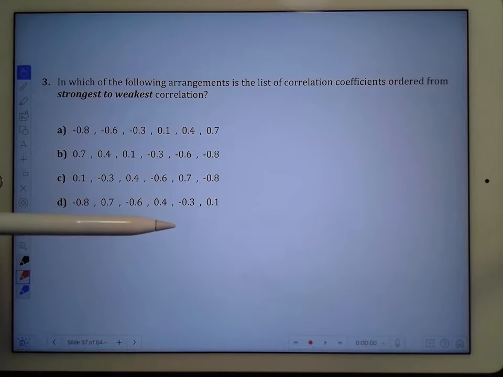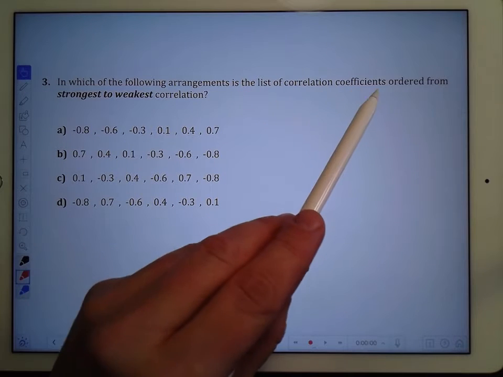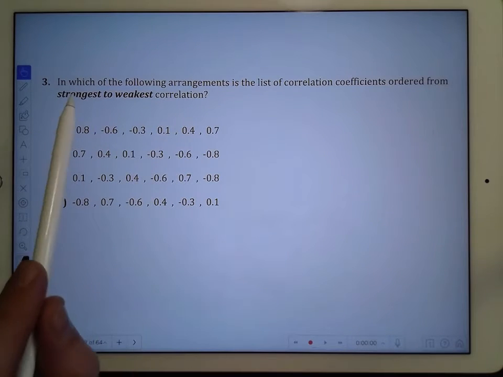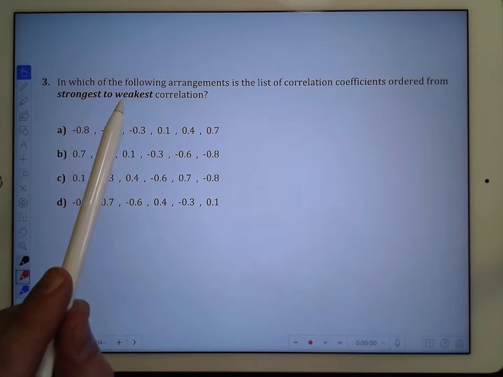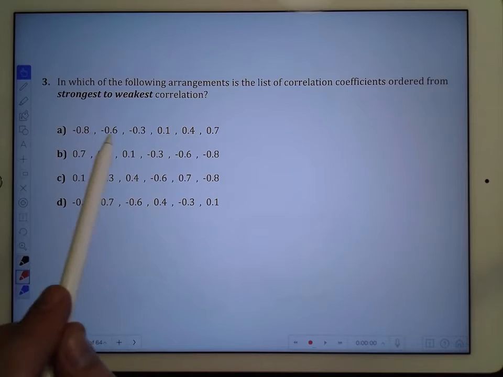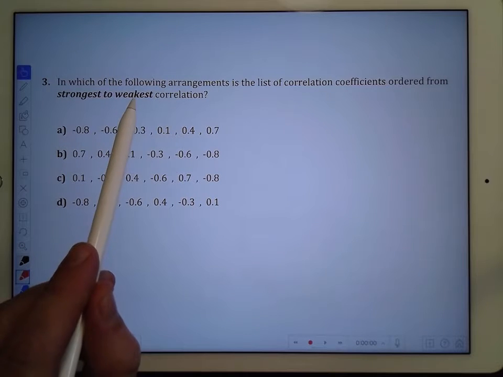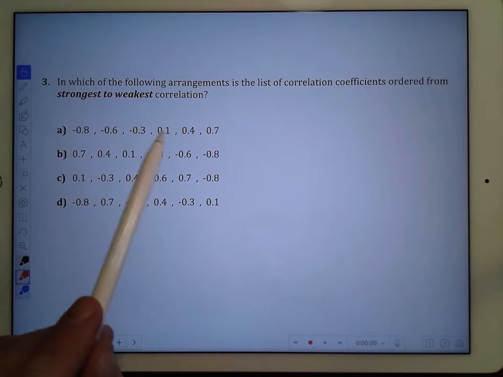Hey, we're having a look at correlation coefficient question number 3. In which of the following arrangements is the list of correlation coefficients ordered from the strongest to the weakest? So I want the strongest correlation to be first in the distribution, or in the run of numbers, and I want the weakest one, the one closest to 0, to be the last number in each of the lists.